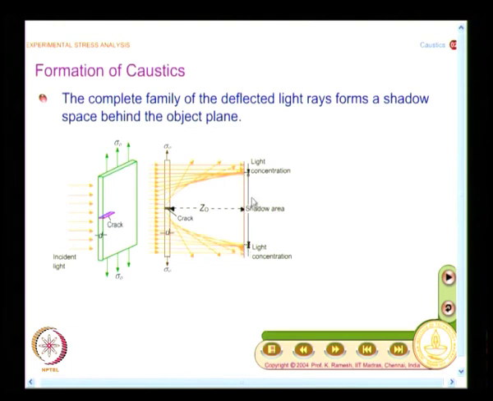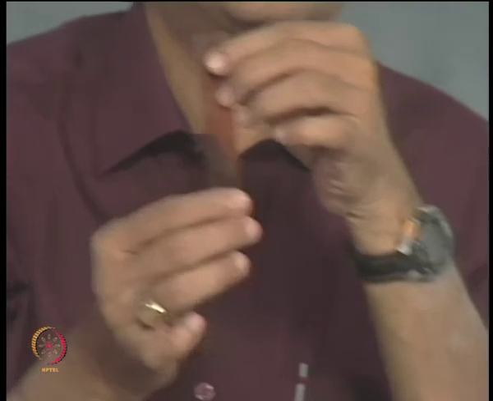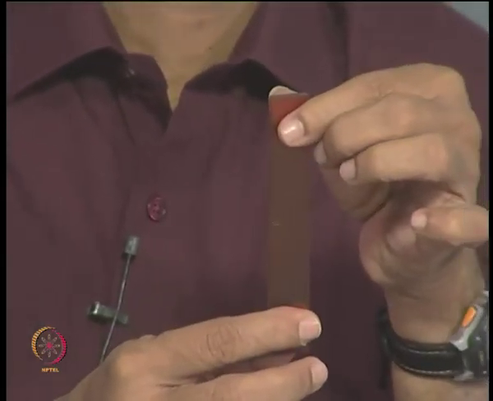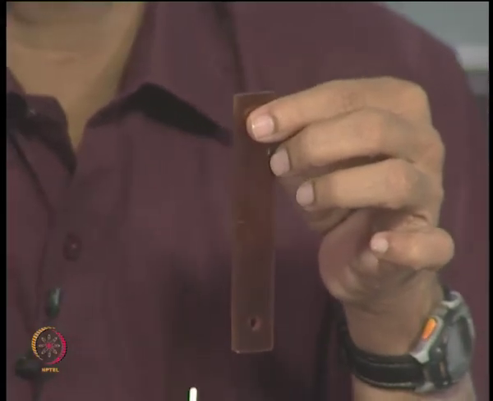Is the idea clear? And what we will do is, you can actually illustrate caustics by a very simple experiment even in the lecture class. What I have here is a polyurethane specimen, because this I can stretch easily, and I have a crack. I do not think it is very clear, maybe I will put a white background.